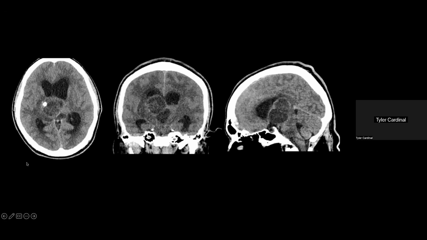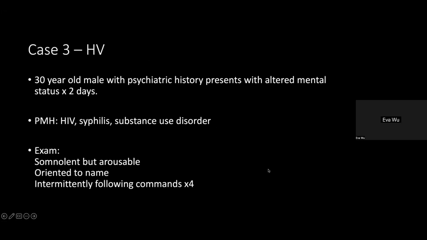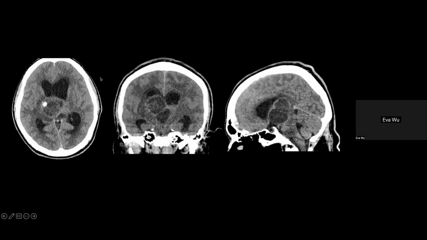Okay, cool. Thank you, David. So now that you see this, when the patient's somnolent, what would you do? Sorry, I missed this part. You said the patient's coming in through the ER. Yeah, the patient came in through the ER, had altered mental status for the past 2 days. Here's his past medical history, and he's somnolent but arousable, oriented to name, and then intermittently following commands. So you get a CT, and this is what you see.